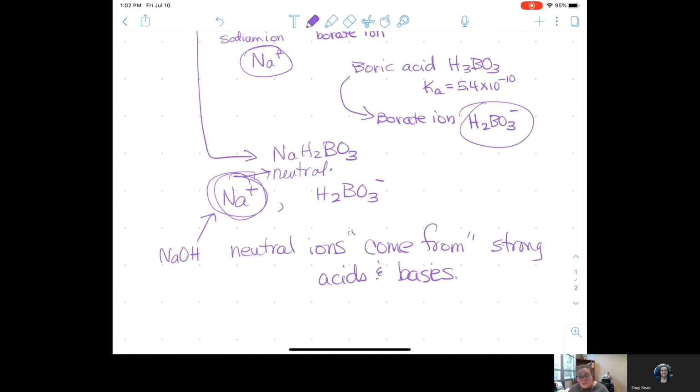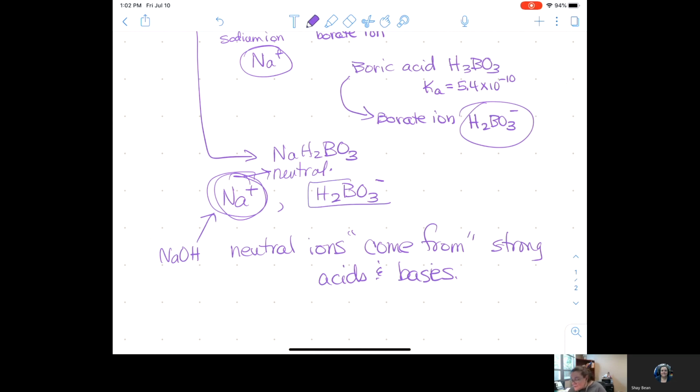Every time you have a salt with a lithium ion, you can ignore the lithium ion, it's neutral. Every time you have a salt with any of the cations that come from strong bases, you can ignore them because they're neutral. Any of the anions that come from strong acids are neutral. So hydrochloric acid is a strong acid, therefore the chloride ion is neutral, and so on. And we'll see some of those.